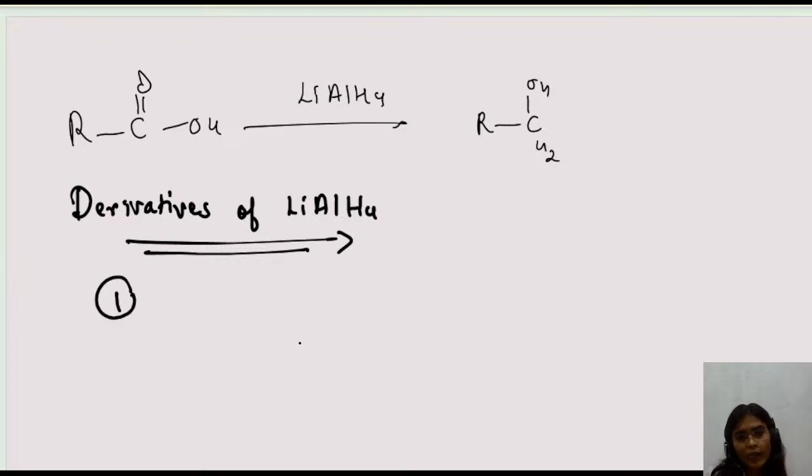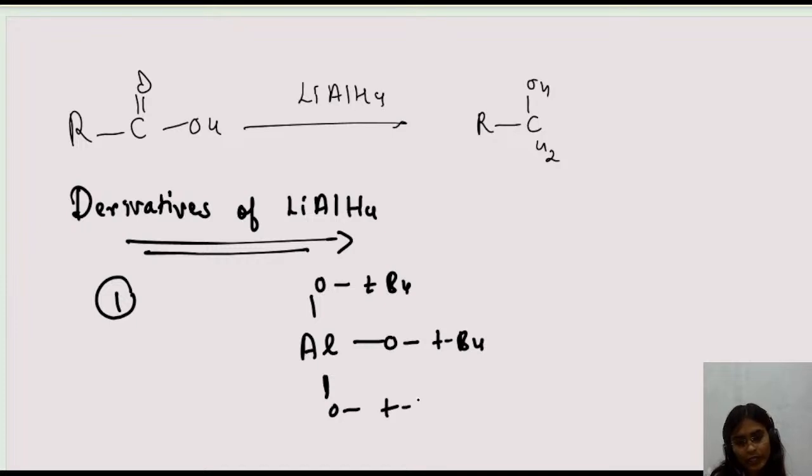Derivative number one: aluminium combined with O and a tertiary butyl. In derivative number one, every hydrogen is simply replaced by that O-tertiary butyl. I'm not saying it is directly t-butyl; O is connected here, so again that is O and t-Bu there. And one hydrogen is also connected here, because we want at least one hydrogen. Why? Because obviously, in a reducing agent, at least one hydrogen we require.